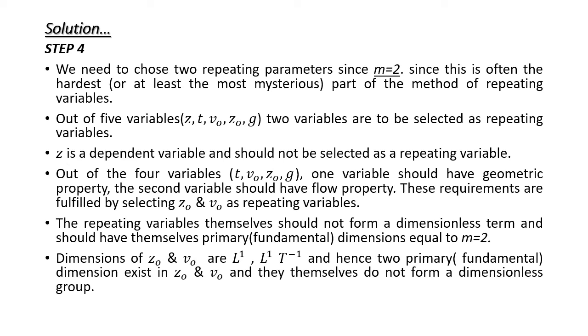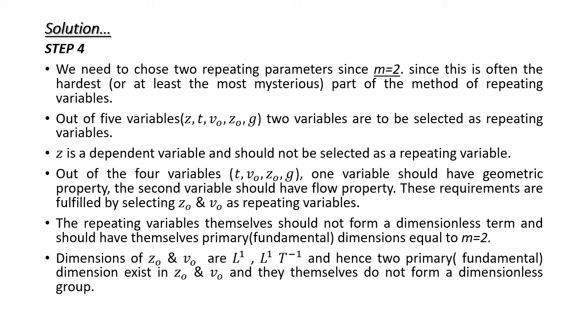Okay, now m is equal to 2. Then we need to choose 2 repeating variables. Okay, total number of variables are 5. Out of 5 we need to choose 2 repeating variables. Okay, and first condition is what?